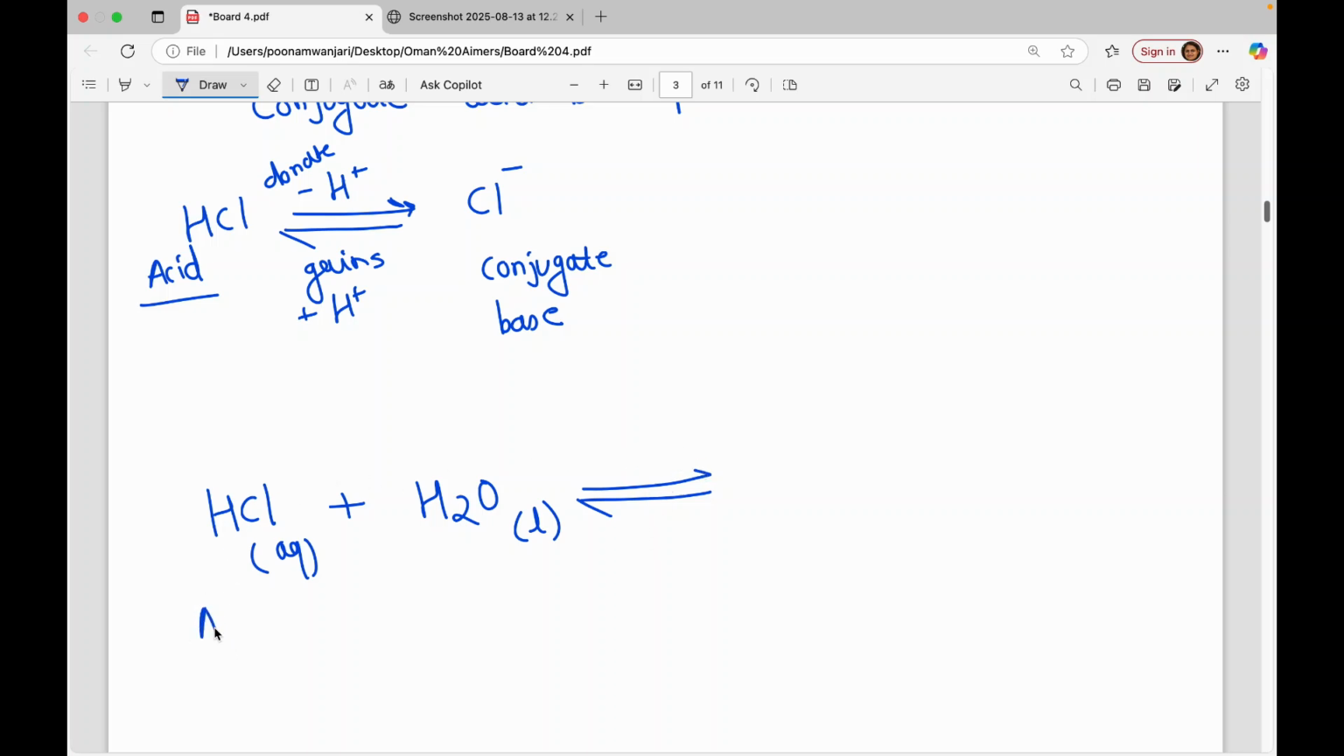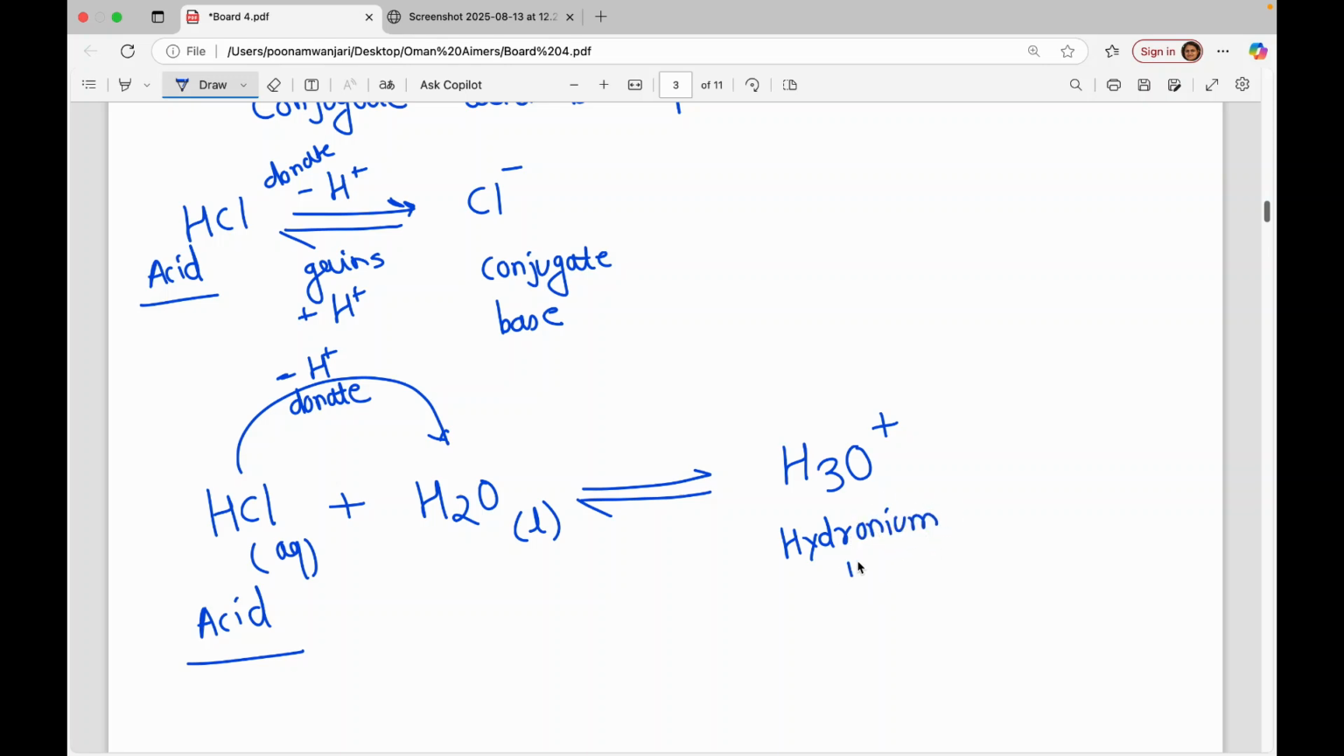So as we know, here HCl is acid, so it will donate a proton, donate H+. That's why I am putting the minus sign here. After donating the proton, since initially we have H2O, it will become H3O+, which is called hydronium ion.